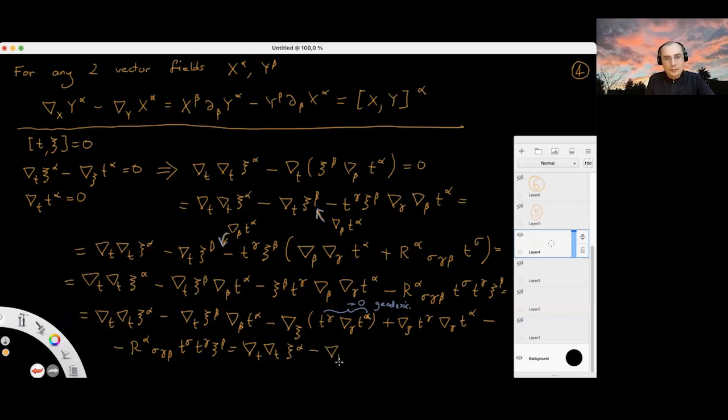And what we get is here ∇_T ψ^β ∇_β T^α. Then I write this term here, which is ∇_ψ T, and I will change this letter here to β, the summation index, ∇_β T^α. And then we've got the curvature term. That's equal to zero. Let's go to the next blackboard.